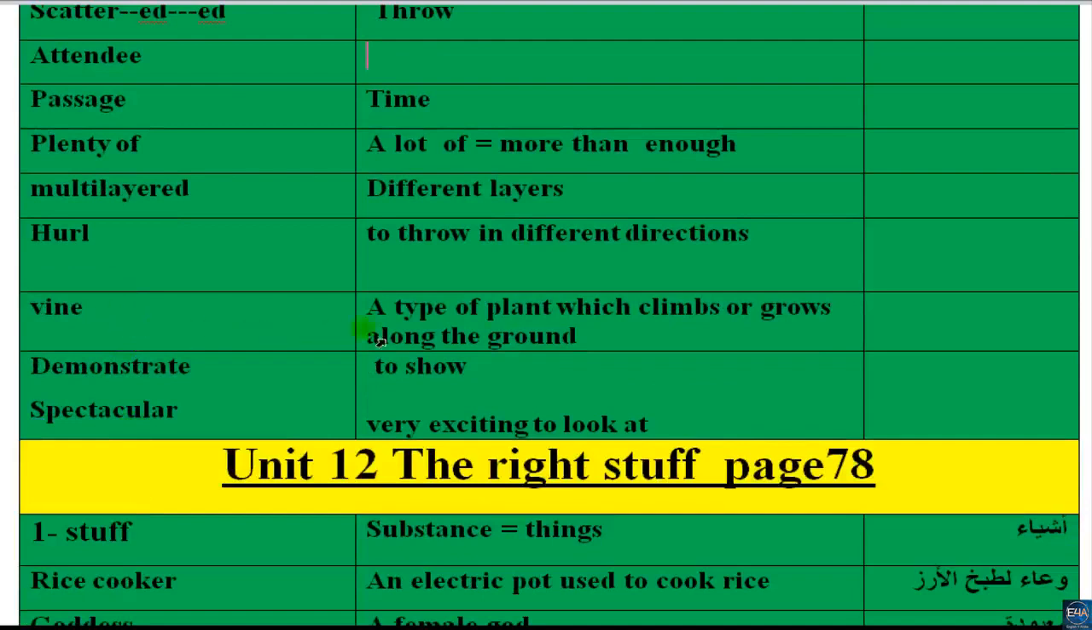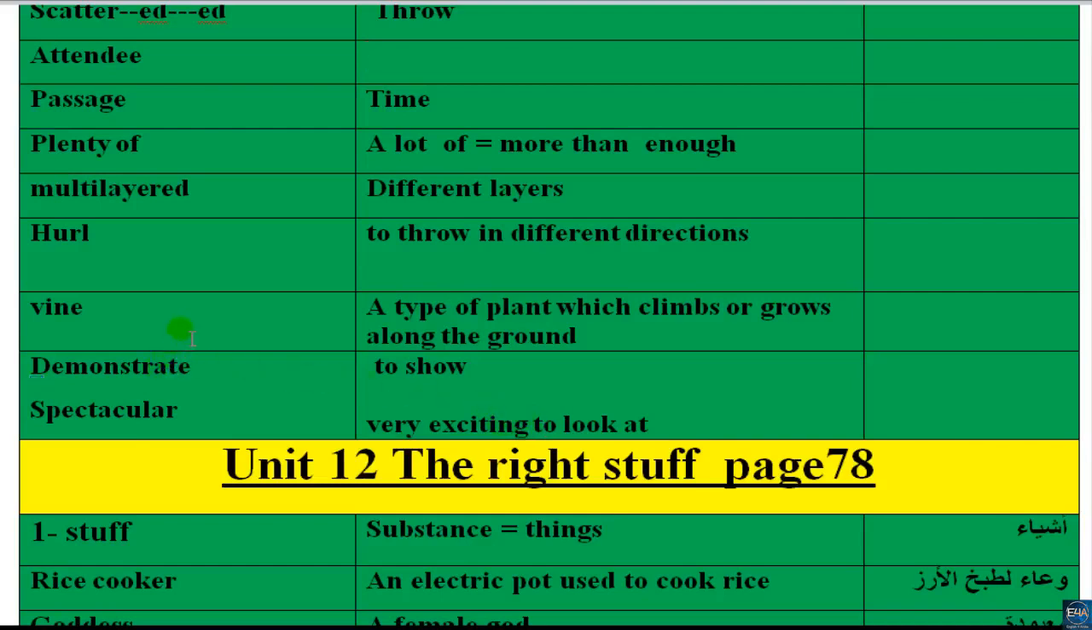Vine: a type of plant which climbs or grows along the ground. Demonstrate: to show. Spectacular: very exciting to look at.